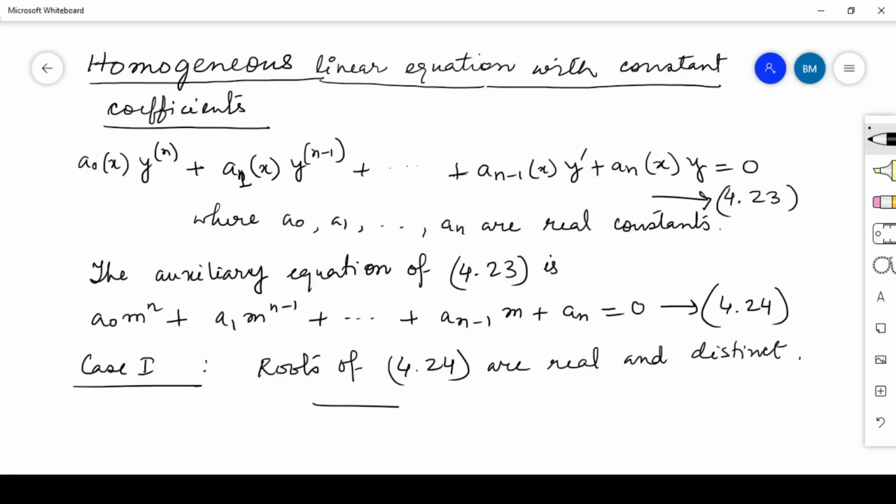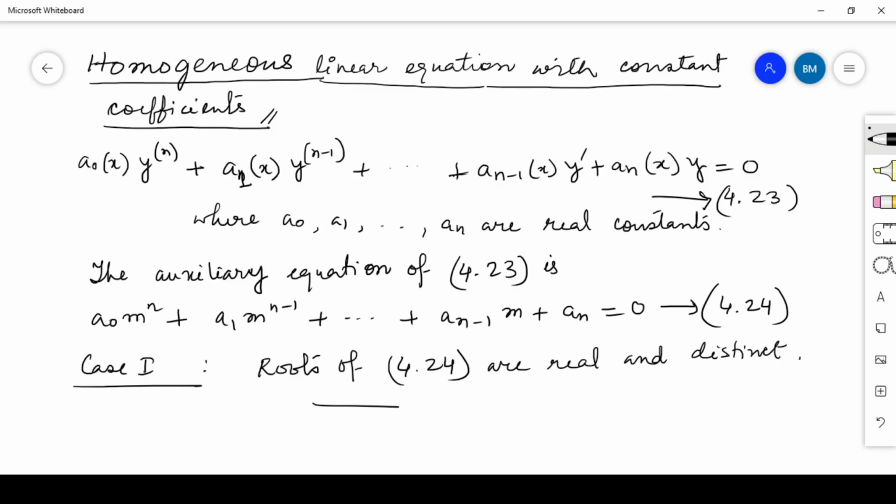Myself Rupanjali Goswami. In our last video, we discussed how to find the general solution of a homogeneous linear differential equation with constant coefficients, and there we got that we have to find the auxiliary equation of equation 4.23, where 4.23 is the homogeneous linear differential equation with constant coefficients. And here we got that we may have three possible cases.